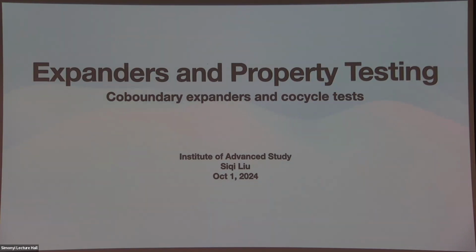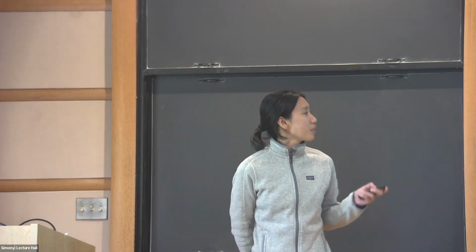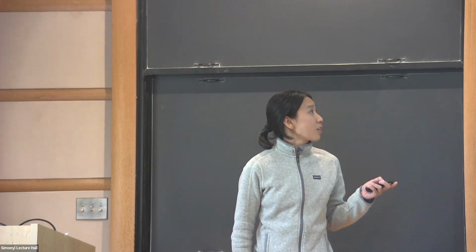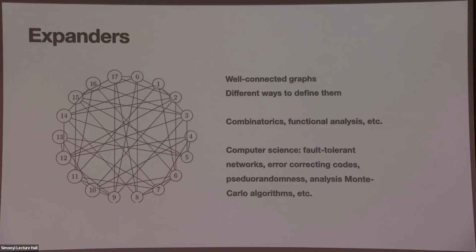Thanks. I'll be talking about expanders and their connection to property testing. The subtitle is just a spoiler for those who understand what these mean, but we'll actually define all of these, and hopefully by the end, we'll all understand what the connection is. Okay, so expanders are a type of graph.